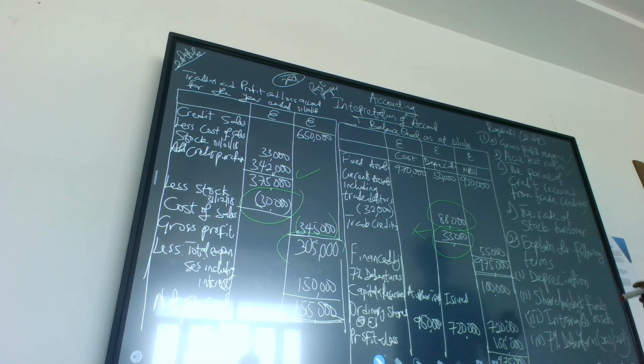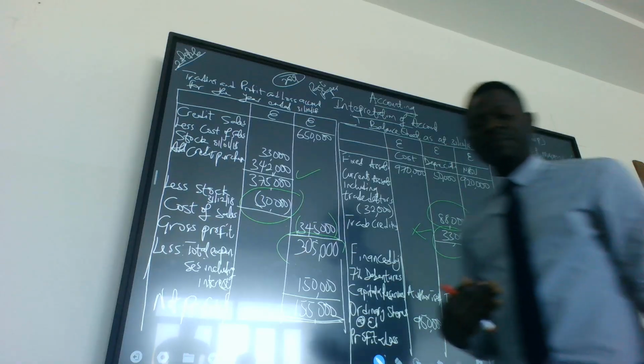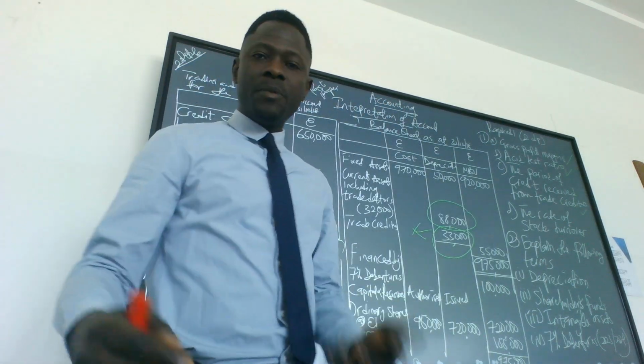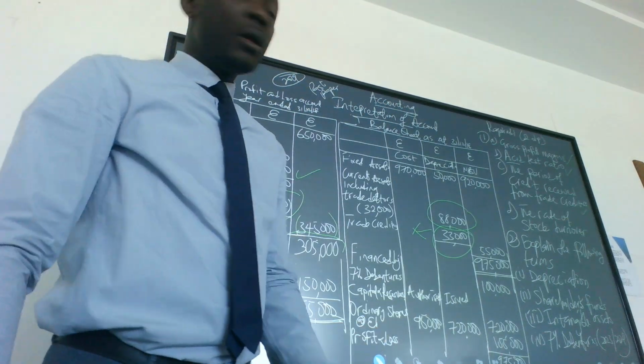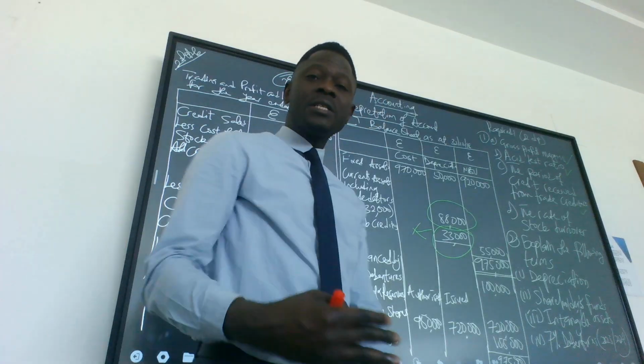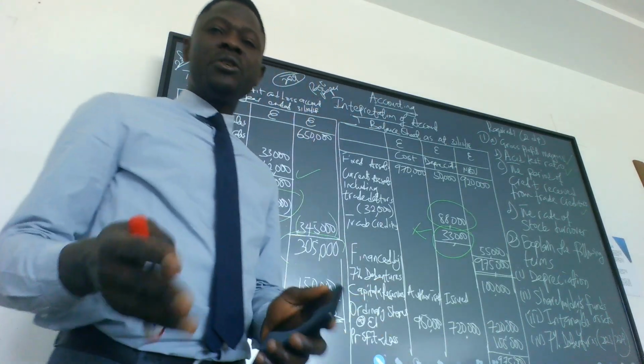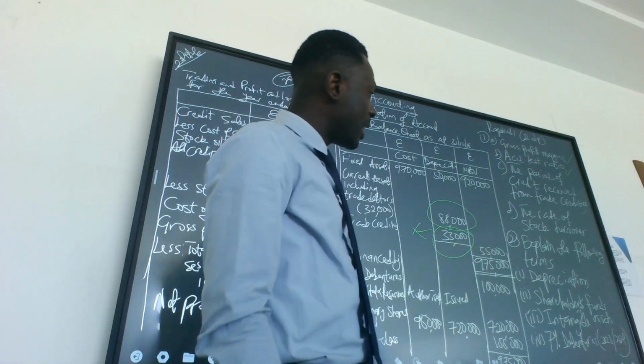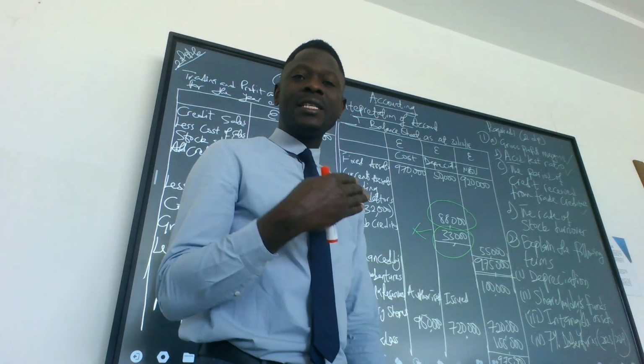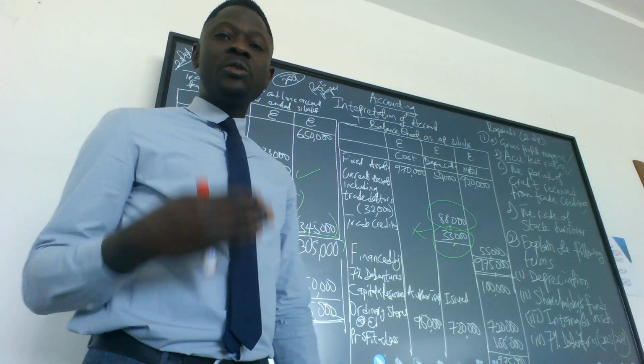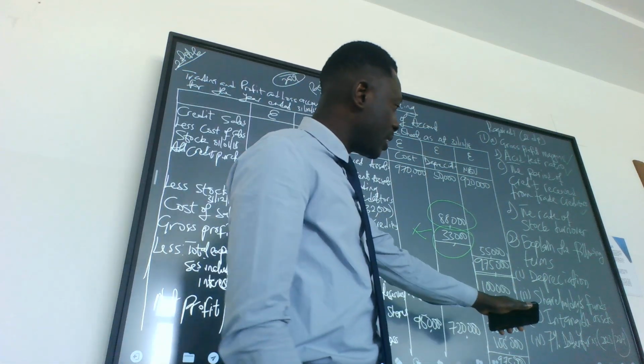What's the next one? It says, explain the following terms: depreciation. Depreciation is the loss in value of an asset over a period of time due to wear and tear. Then shareholders' funds. We call it shareholders' funds because this is the amount of money that belongs to the shareholders.